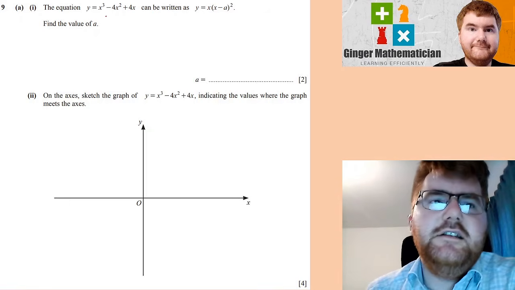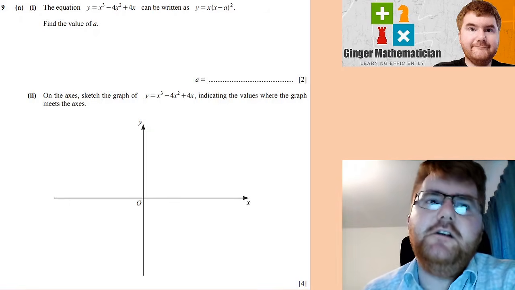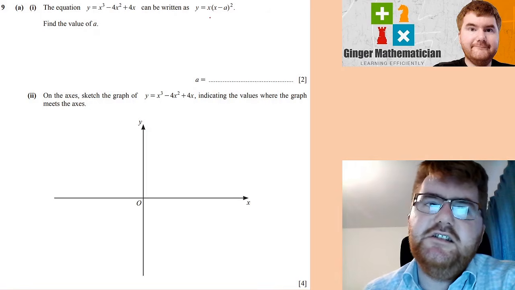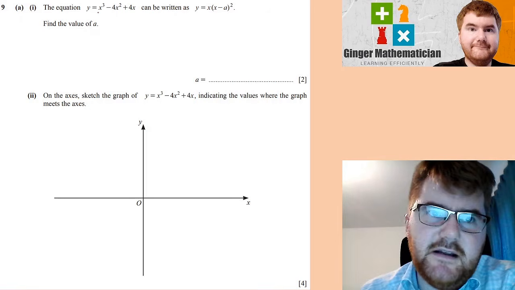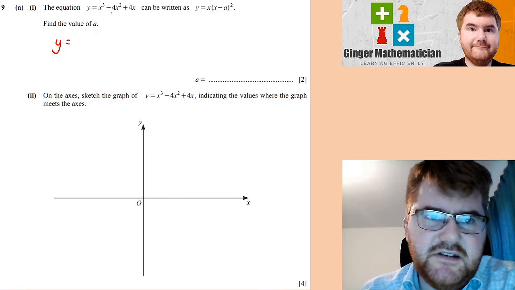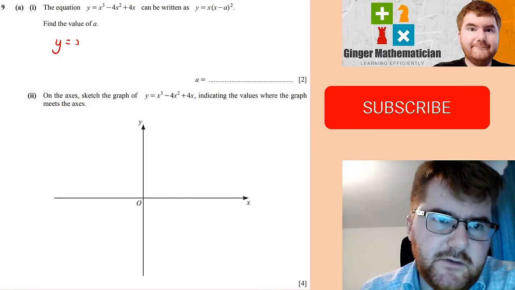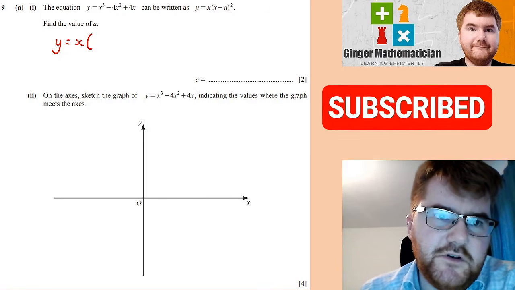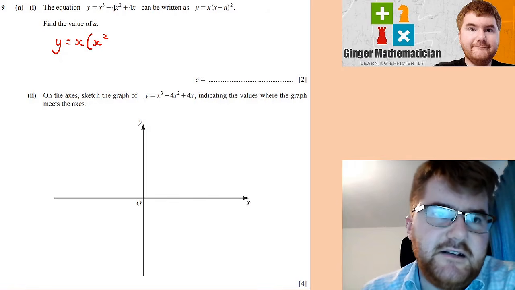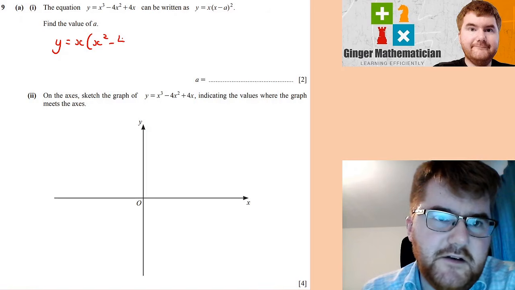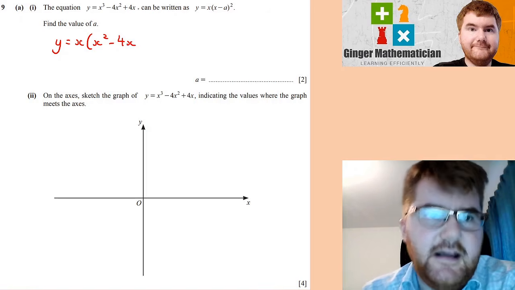So in this case, the equation is cubic, x cubed minus 4x squared plus 4x can be written in this form. Find the value of a. So cubics, generally speaking, will be written in such a way so you can factorize this quite easily. So notice they've all got a factor of x here. So we're going to take a factor of x out. What do you multiply x by to get x cubed? x squared. What do you multiply x by to get minus 4x squared? Minus 4x.